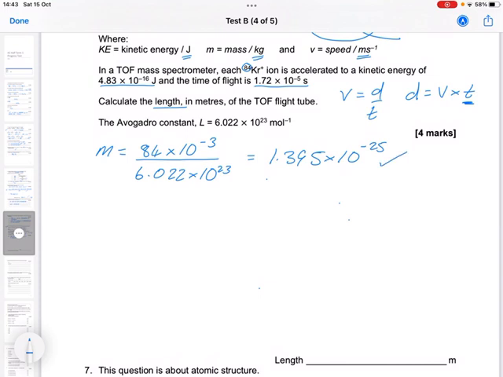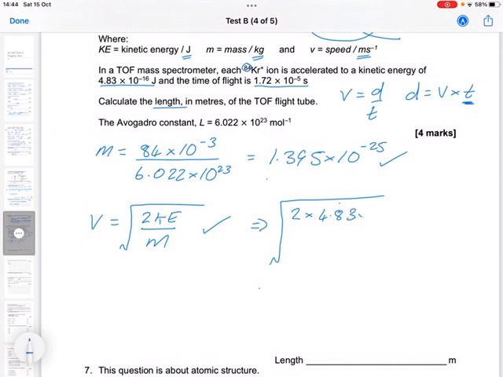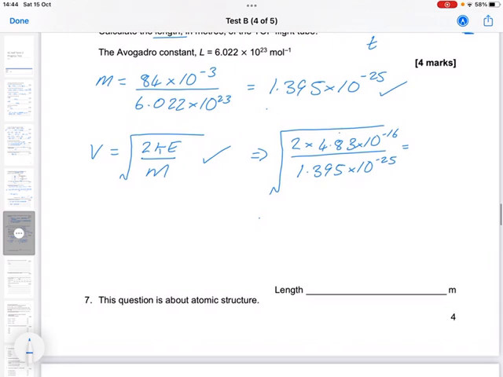We need to work out the velocity from that, so I need to rearrange the equation. So velocity is equal to the square root of 2 times the kinetic energy divided by the mass. So there's a mark for the rearrangement. Put the values in. So 2 times 4.83 times 10 to the minus 16 divided by 1.395 times 10 to the minus 25, which equals 83218.